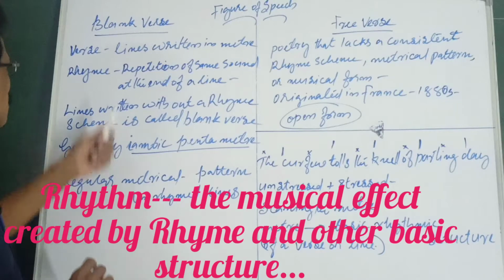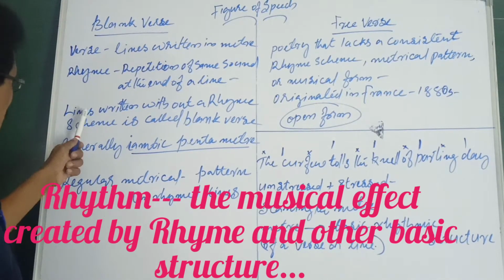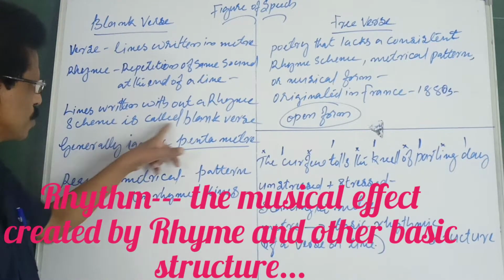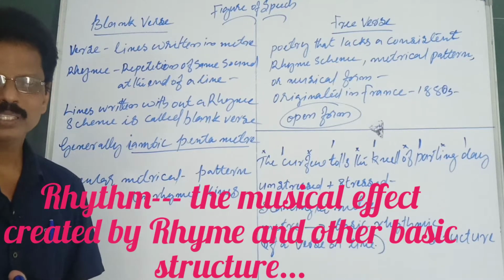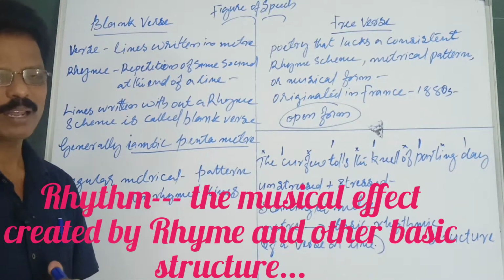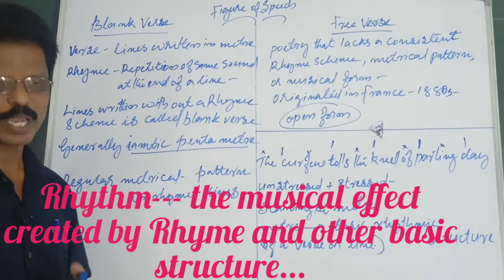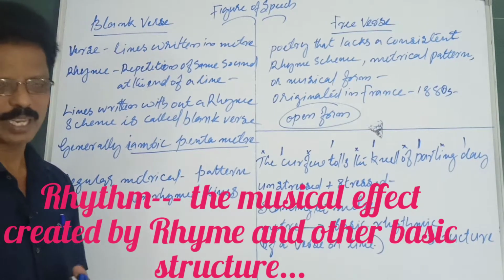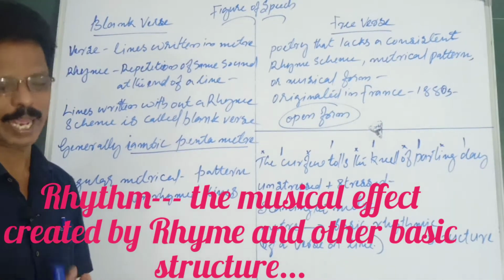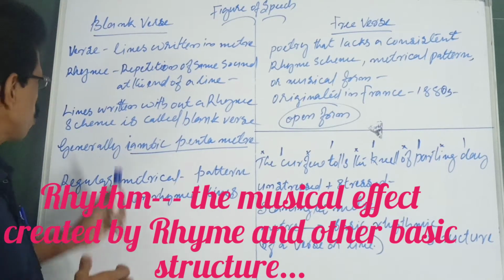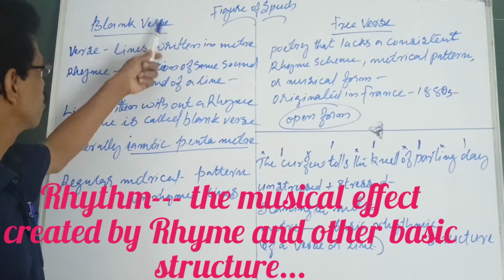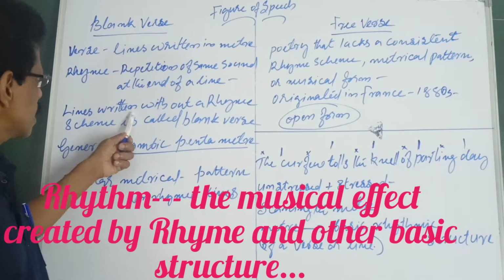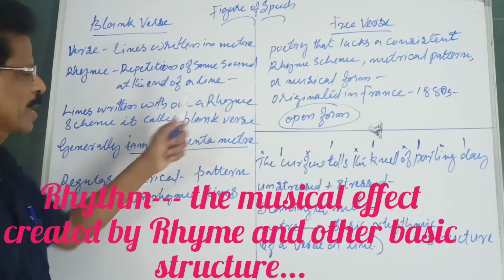Then we are coming to blank verse. Lines written without a rhyme scheme is called blank verse. In blank verse, there will be no rhyme scheme. In other poems, there will be a rhyme scheme: the sound which is repeated at the end of every line. That's called rhyme scheme. That won't be there in blank verse. Verse blank, without rhyme scheme. Lines written without a rhyme scheme is called blank verse.